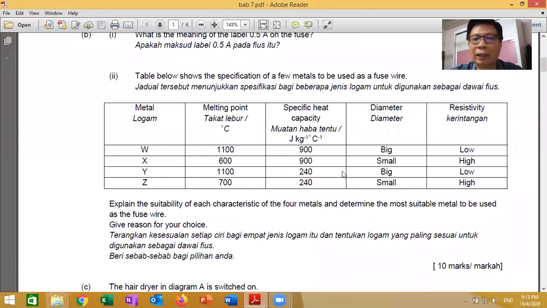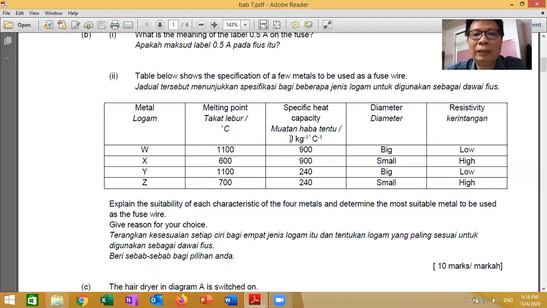This is a long question. This one is 10 marks, so we need to write a lot here. The table shows the specifications of a few methods that could be used for a fuse wire: W, X, Y, Z. These are the options for making the fuse wire. The first one is melting point. The second is specific heat capacity. The third is the diameter of the wire. And the fourth one is resistivity. Resistivity carries the meaning of resistance.